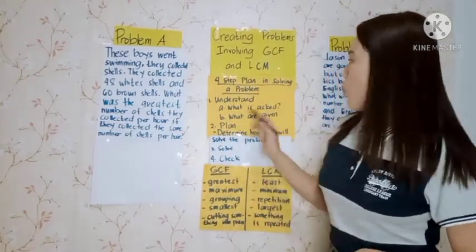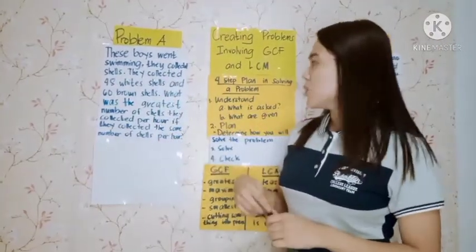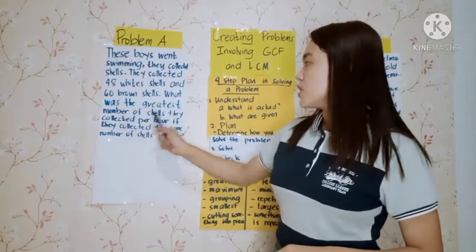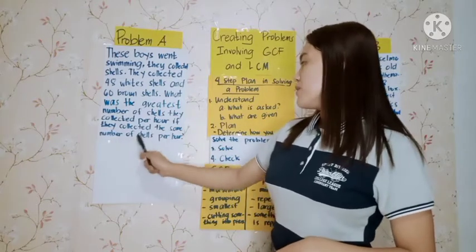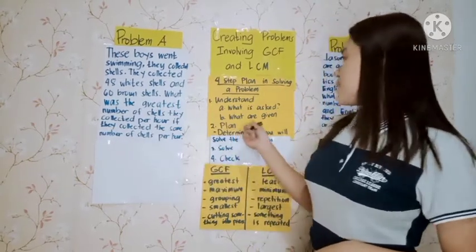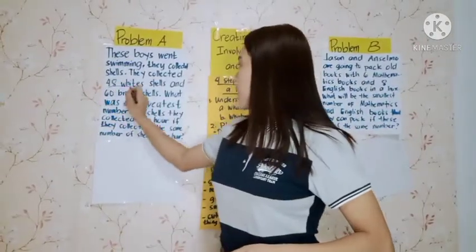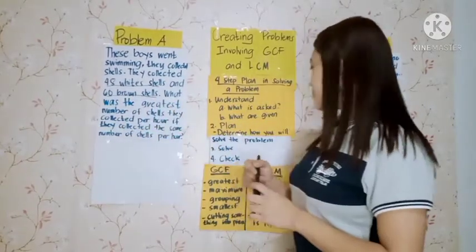So first, what is asked? Kung sa ganito na problema, kung ano yung tanong. What was the greatest number of shells they collected per hour if they collected the same number of the shell per hour? What are given? So important data or numbers. So given is 48 white shells and 60 brown shells.